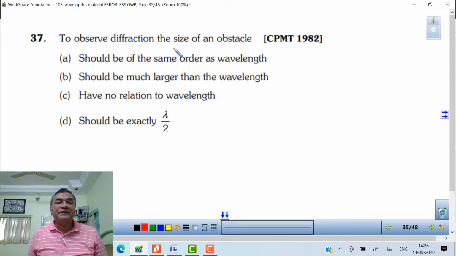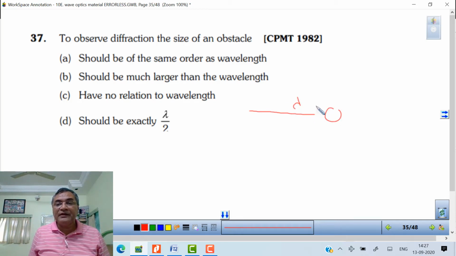To observe diffraction, the size of an obstacle should be of the same order as the wavelength, or larger than the wavelength, or have no relation? There is a relation. Actually, suppose there is an obstacle and a wave is coming over here. If this wavelength is very much greater than A, then it will not bend much. But at least you require the wavelength to be of the order of A.